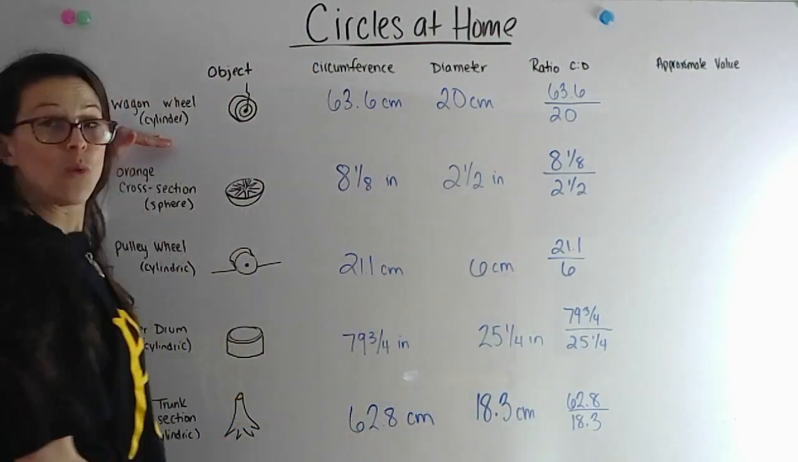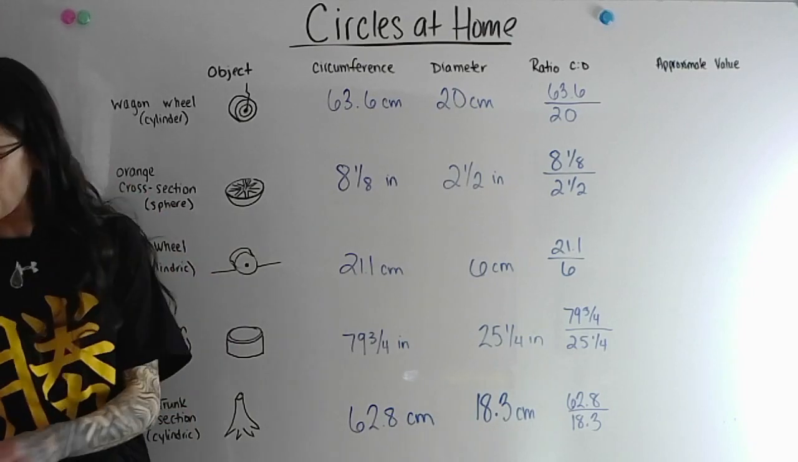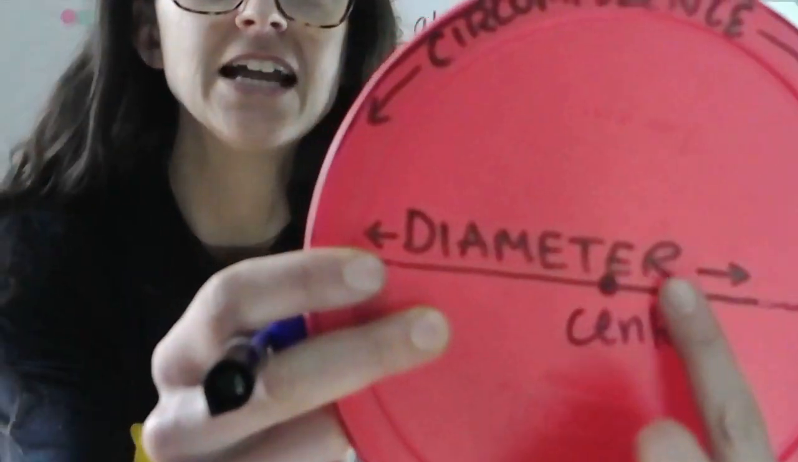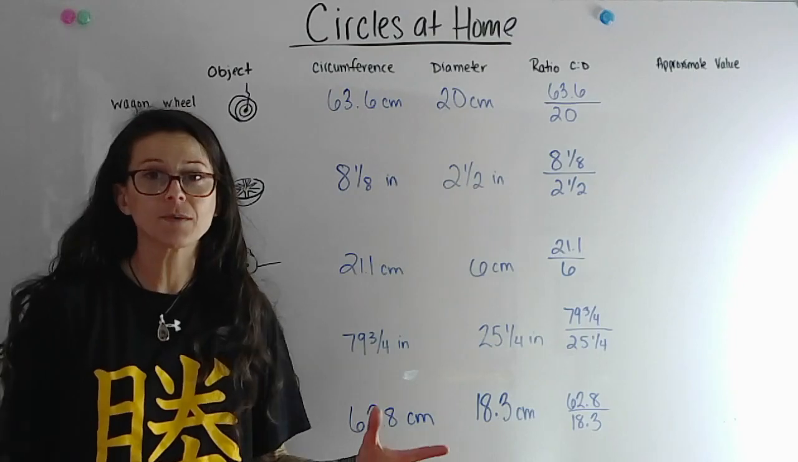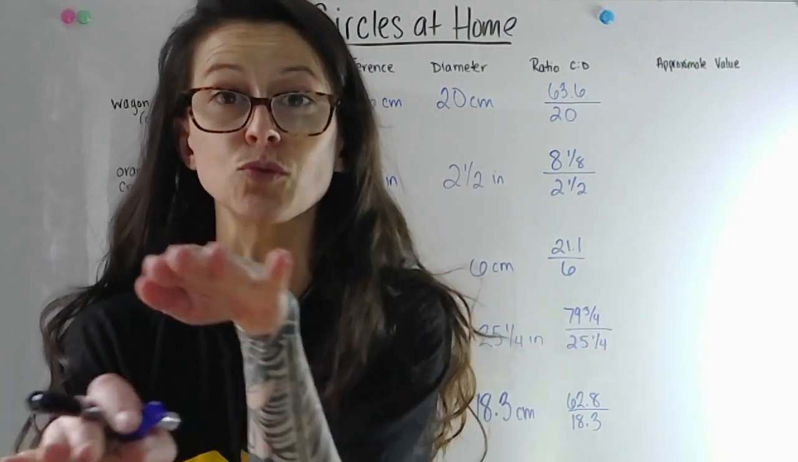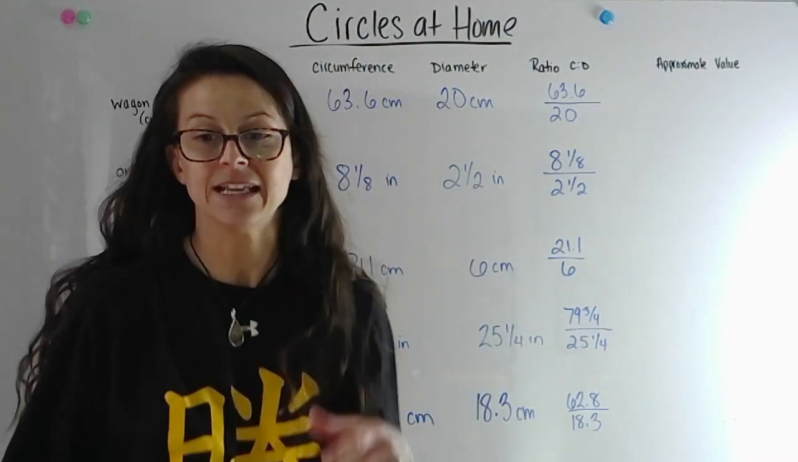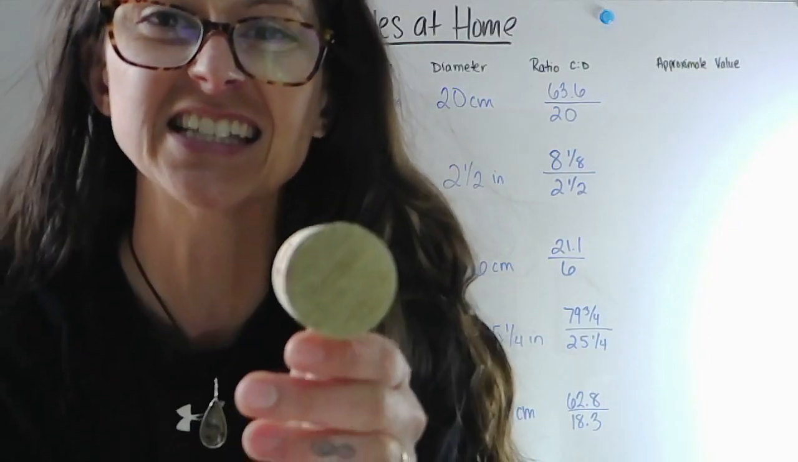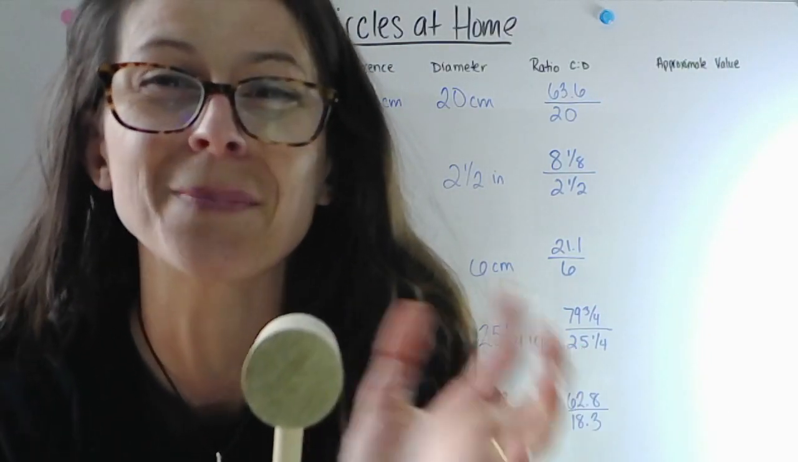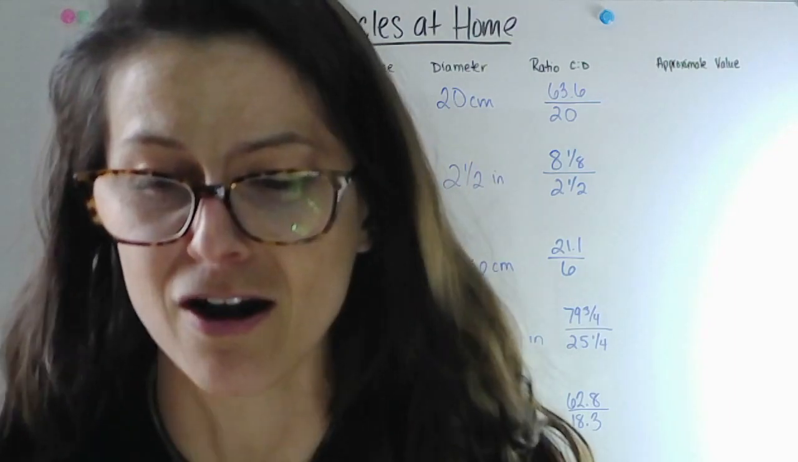So my wagon wheel was really nice because I could identify that center. Okay, the center is very important because the diameter crosses through the center of a circle. And in cases like this, I don't know where that center is. So I'm guessing that's creating more error in my measurements.